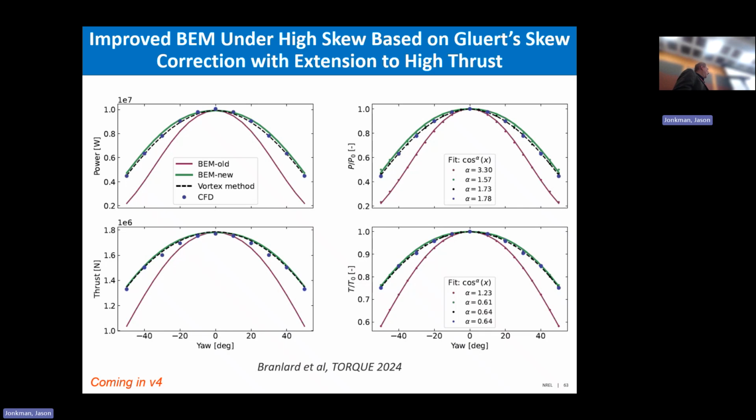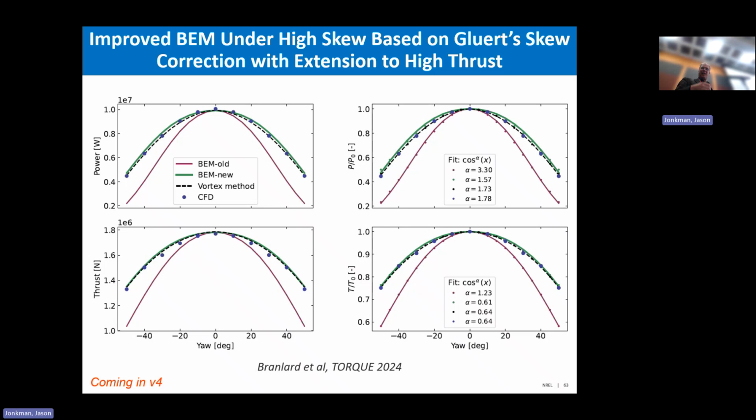Emmanuel presented this work at Torque, but in our 4.0 release of OpenFAST, we have a new BEM solution that really works well at high skew angles. Before, we basically followed this cubic loss. If you have a yaw angle and you're 20 degrees off, we basically followed the cosine cubed law. Whereas when we compared that to CFD and Olaf, we showed the actual exponent was not cubic for a lot of things.